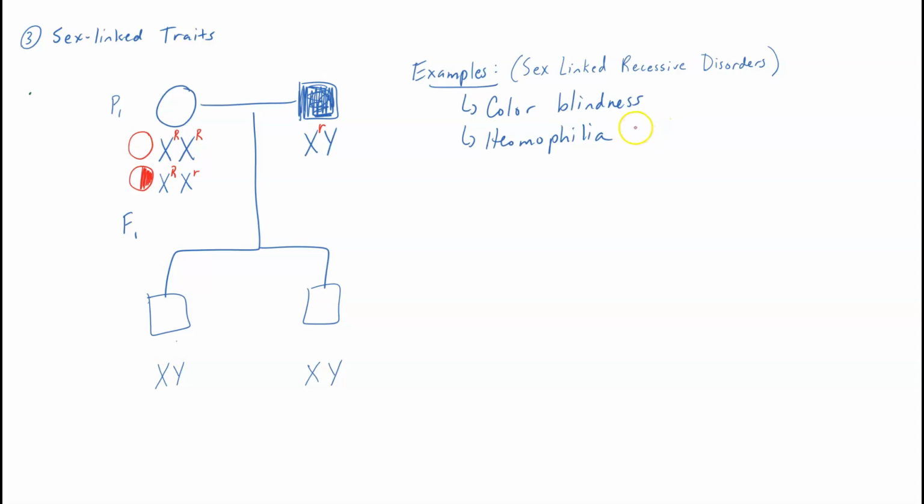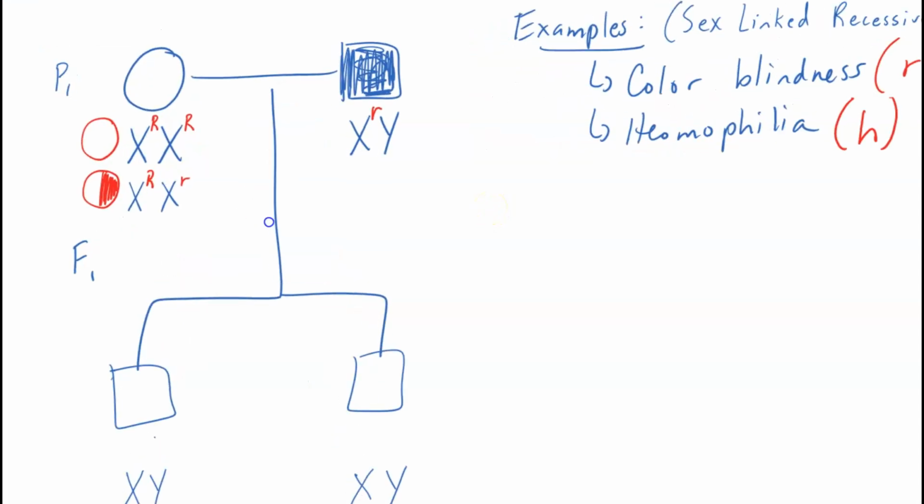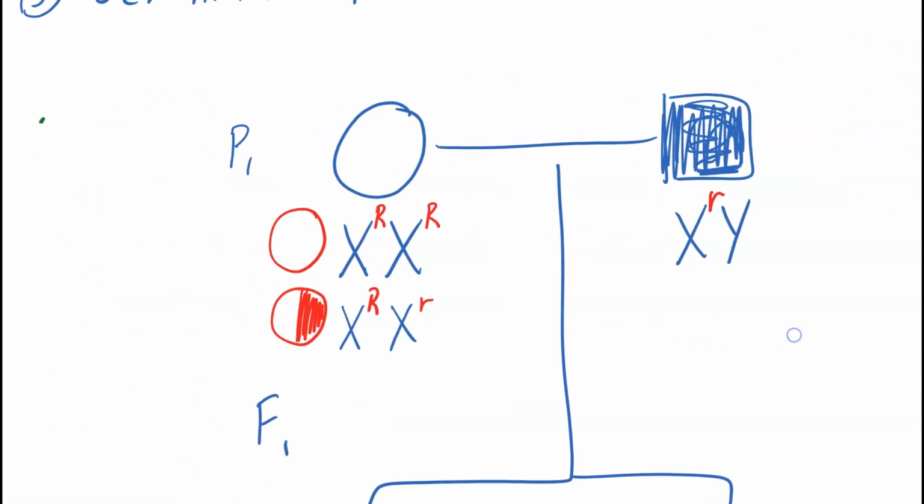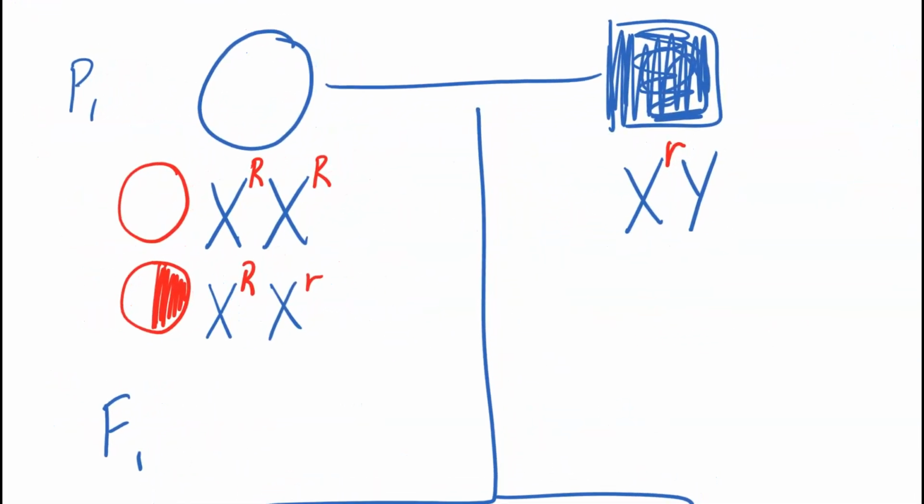All right. For hemophilia, we're going to use a lowercase h. For color blindness, we're going to use a lowercase r, because those are just kind of the most commonly used alleles for this. Again, these are sex-linked recessive disorders, so that means that they're going to be more commonly seen in males, all right? And that is because they only have to show up on one of the X chromosomes in a male. A male only has one X chromosome.